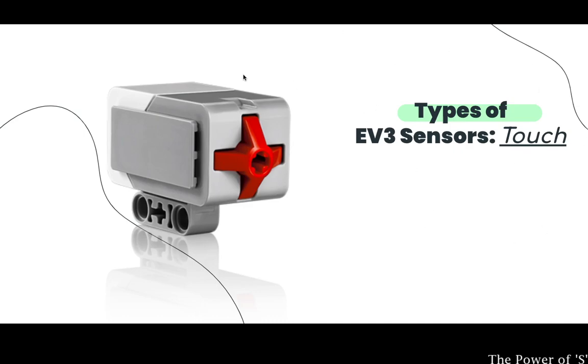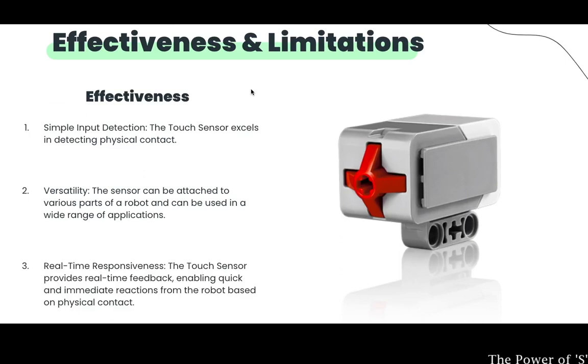The types of EV3 sensors include touch. That is what I'm going to be going into. What is the effectiveness of this? It's simple input detection, versatility, and real-time responsiveness. I gotta really improve my English.